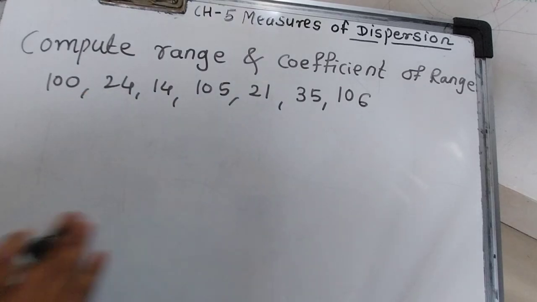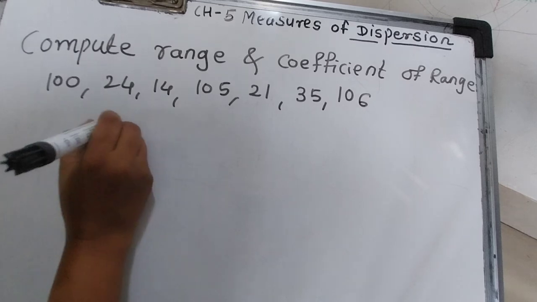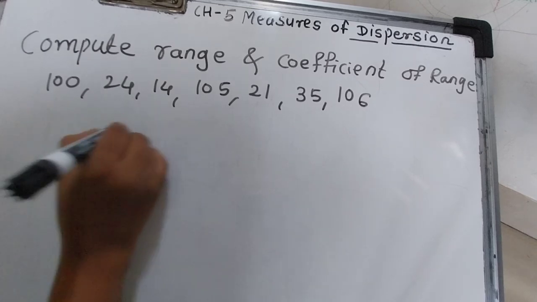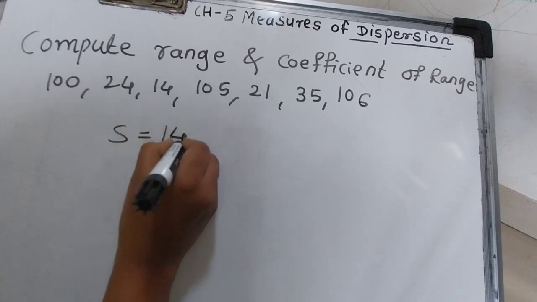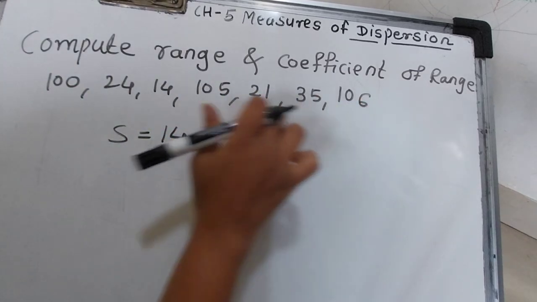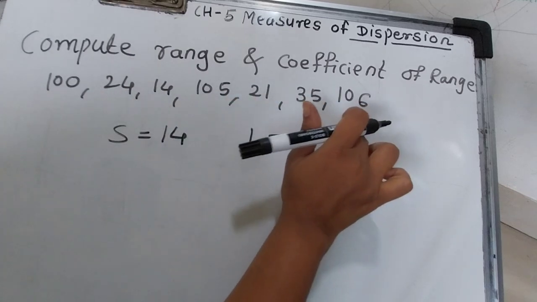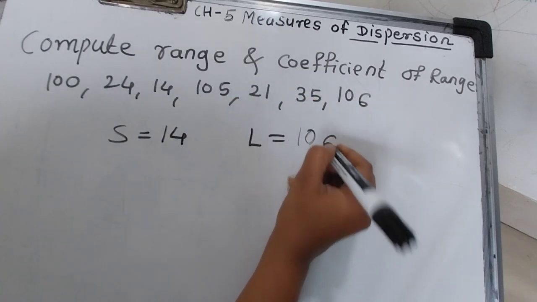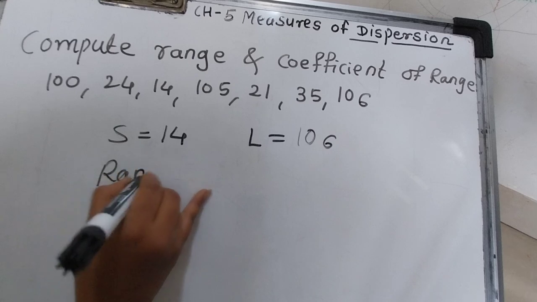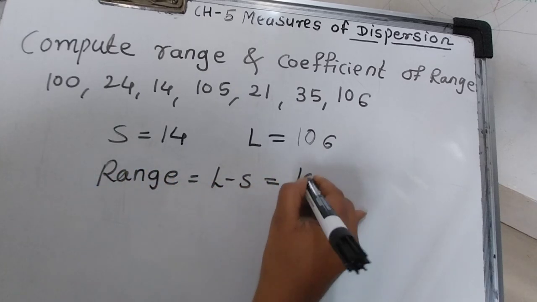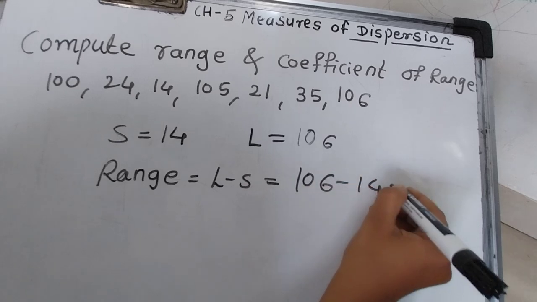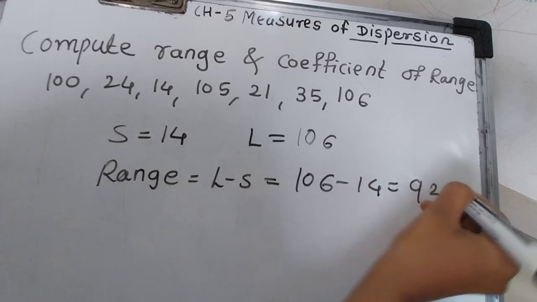See, the smallest observation here is 14. The largest observation here is 106. Now find the range. It is L minus S, equal to 106 minus 14, equal to 92.